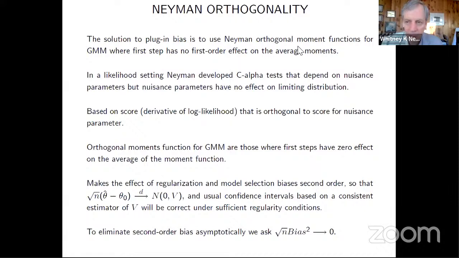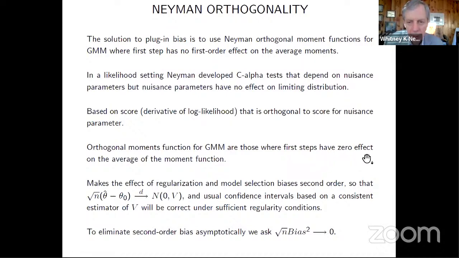And what he did is he basically partialed out the effect of the first step estimation, and that's what we're going to do in a general way. And we'll talk about that. And you can get orthogonal moment functions for GMM, where first steps have zero effect on the average of the moment function. By first steps, I mean the things you're plugging in, the machine learners you're plugging in, they have zero effect on the average of the moment function. What that does, it gets rid of the first order effect.